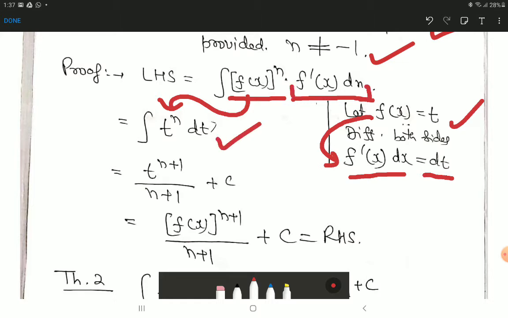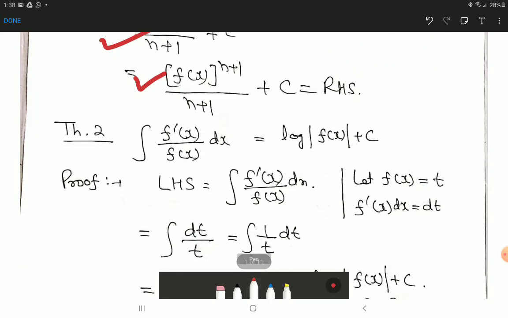Now the formula applicable is integration of x raised to its power n dx, that is x raised power n plus 1 upon n plus 1. So integration of t raised power n dt should be t raised power n plus 1 upon n plus 1. Now feed back the value of t. T was f(x). So it will become f(x) whole power n plus 1 upon n plus 1 plus c, and that is the right hand side. In this way we have proved this formula. You must keep this formula in your mind, and it may be used quite frequently, and it will make your integration quite simpler. Moving to the next formula.